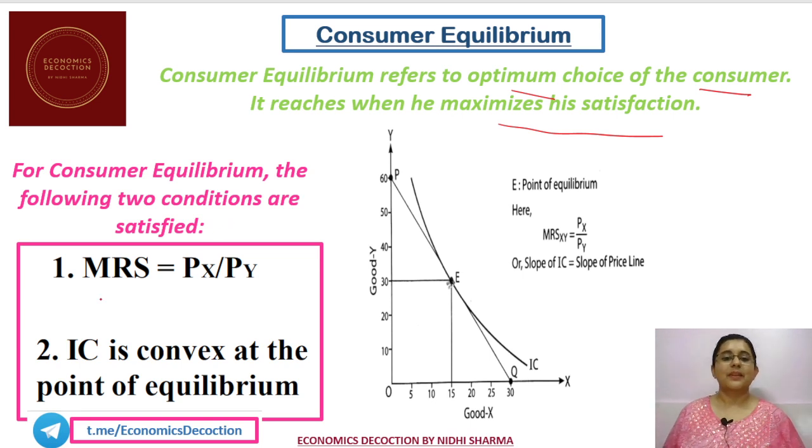Let's have a look. The first condition is that the marginal rate of substitution, or MRS, must be equal to the price ratio, that means Px by Py. And the second condition is that the IC is convex at the point of equilibrium. In this figure we can see that point E is the point of consumer's equilibrium, and here the budget line is tangent to the indifference curve.